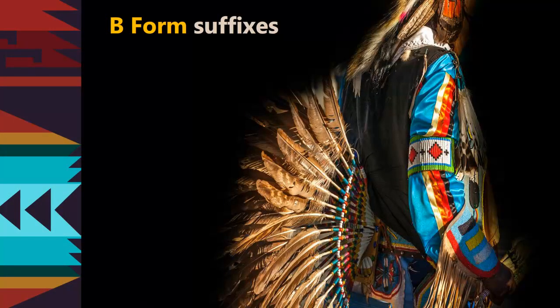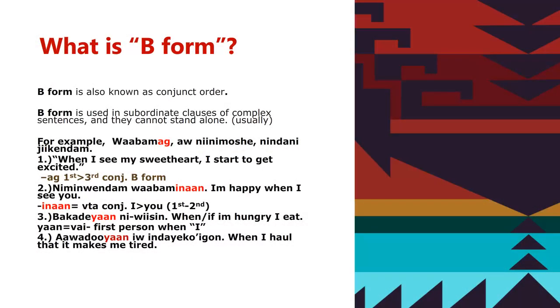Today's Ojibwe grammar lesson will be going over be-form suffixes. So what is be-form? Be-form is also known as conjunct order. Be-form is used in subordinate clauses of complex sentences, and they usually can't stand alone. You could combine be-form with an A-form clause to make a complete sentence.